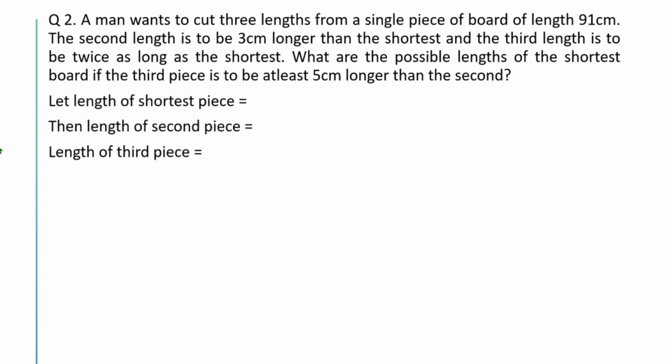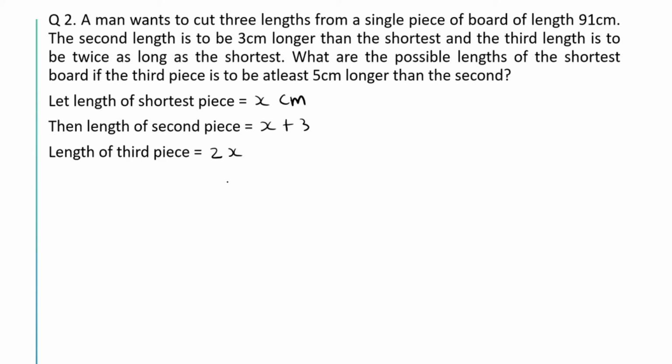So let us take the length of the shortest piece to be x centimeters. Then the length of the second piece will be, it is given that the second length is 3 centimeters longer than the shortest, so x plus 3. And the third length is to be twice as long as the shortest, so the length of the third piece is equal to 2x.